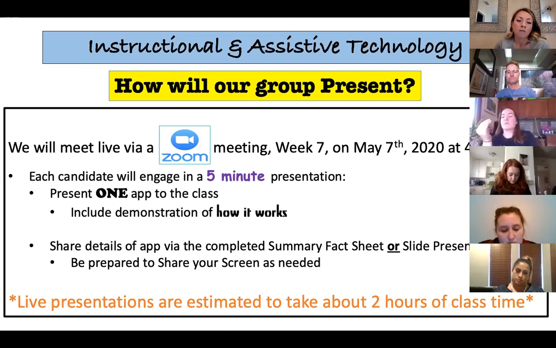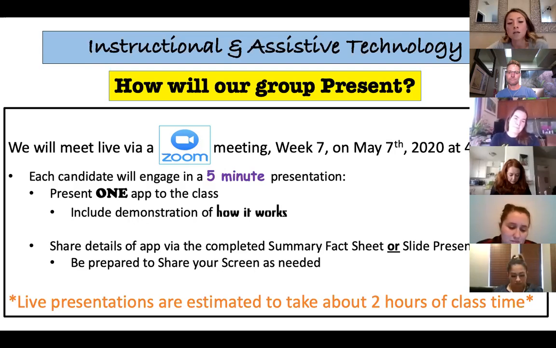So we will have a scheduled live Zoom meeting on that day, so everybody's expected to attend so that they're able to present. Each candidate, even though you did this in groups, each person is supposed to present their own application, and you guys can choose which 2 applications you want to showcase, but each person is going to showcase one. So each candidate will have up to 5 minutes to present on the app that they choose to present to the class. And that includes a demonstration on how it works.